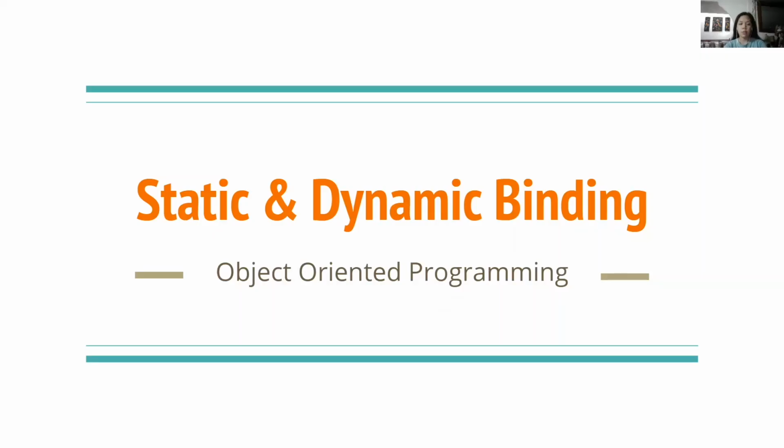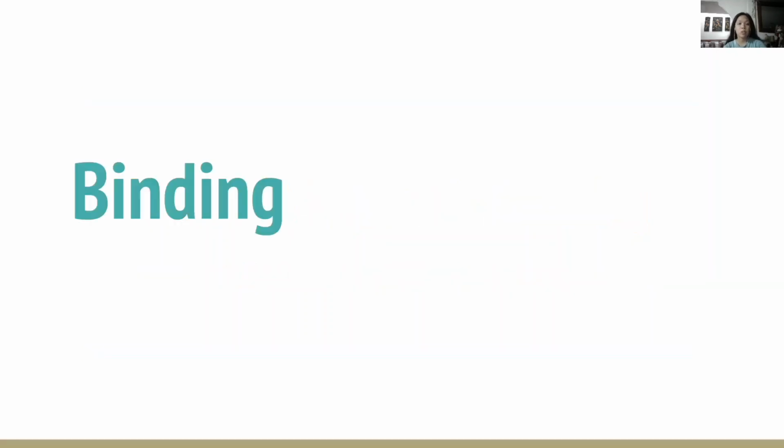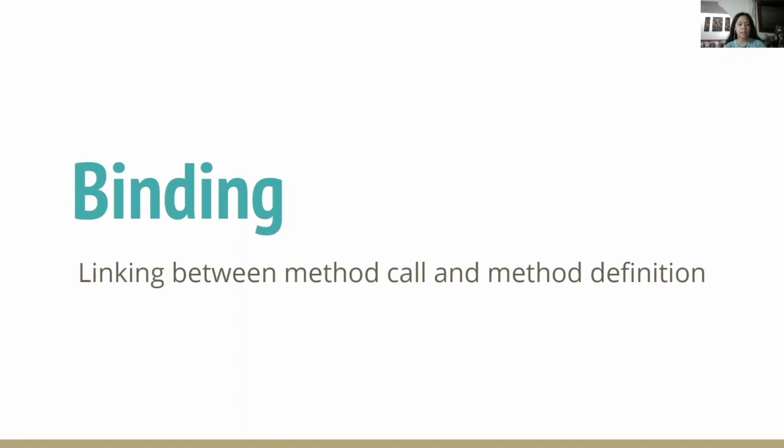So I'm going to be talking about static and dynamic binding, which is a subtopic of polymorphism. So it is still under object-oriented programming. Before defining what static and dynamic binding is, I'll first define what binding is. It is basically a link between the method call and method definition, or method declaration and method definition.